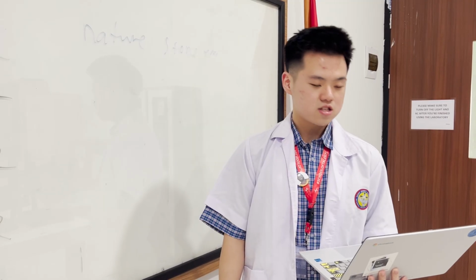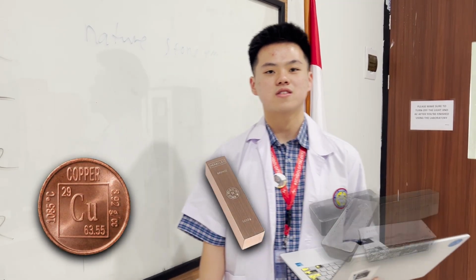But then later, the Chinese and Egyptian people started using copper, bronze, and silver. They would polish it for hours just to make them reflect their reflections.